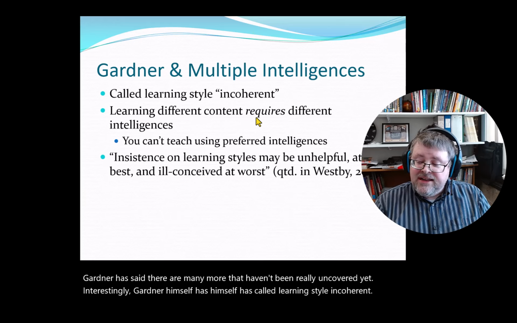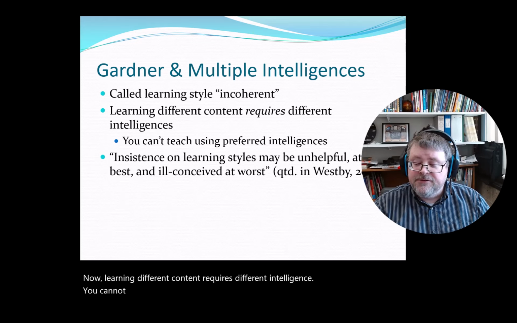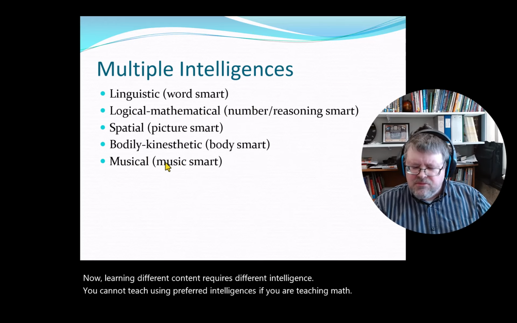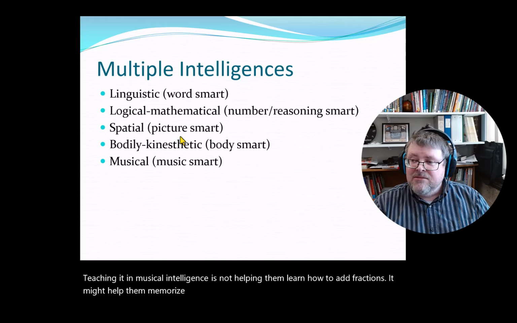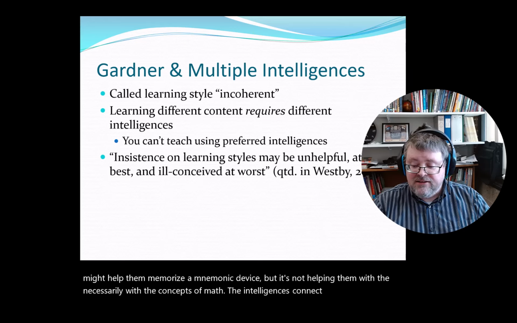Now, learning different content requires different intelligences. You cannot teach using preferred intelligences. If you are teaching math, teaching it in musical intelligence is not helping them learn how to add fractions. It might help them memorize a mnemonic device, but it's not helping them necessarily with the concepts of math. The intelligences connect strongly to certain content areas.